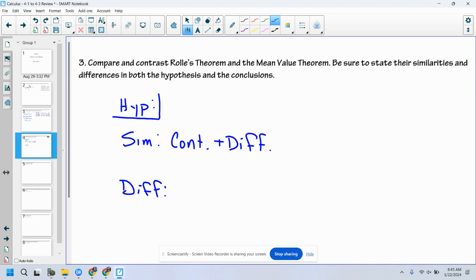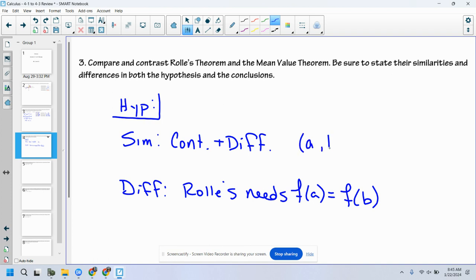It's the fact that Rolle's theorem needs f of a to equal f of b. That's part of the hypothesis of Rolle's theorem. It says that it's got to be continuous, differentiable, and the endpoints need to be equivalent. Continuous and differentiable on the interval a to b. The big difference is that Rolle's needs f of a to equal f of b.